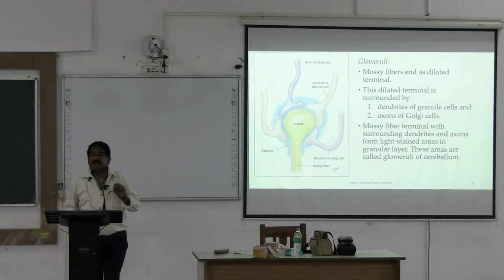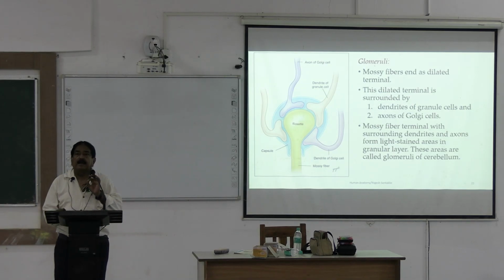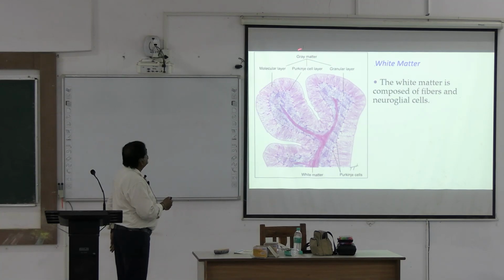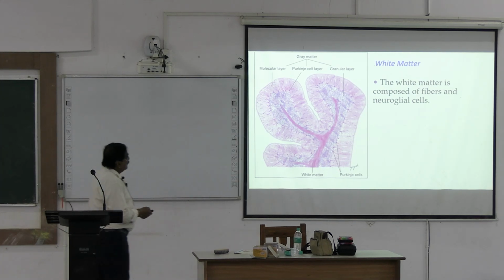Now, mossy fibers, glomeruli of the cerebellum: this can come as a short note, and also don't mix it up with the glomeruli of the kidney. You see glomeruli, you start writing kidney. Read the question. Now, gray matter: molecular layer, Purkinje layer, granular layer, white matter. You can see the Purkinje cells in our histology lab.